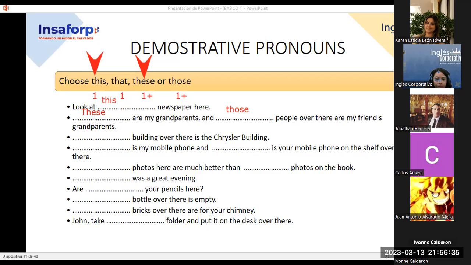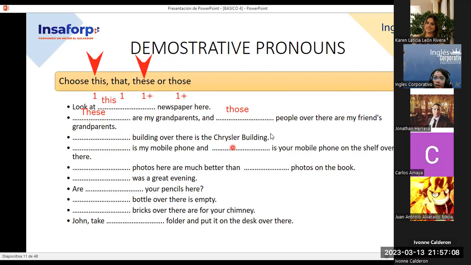We have the building. So what do you have about this one building over there? There is the Chrysler building. What do you have over here? That. Okay, very good. That building over there. So what do you have in the next one? Is my mobile or mobile phone? This is my mobile phone. Yes, this is my mobile phone.